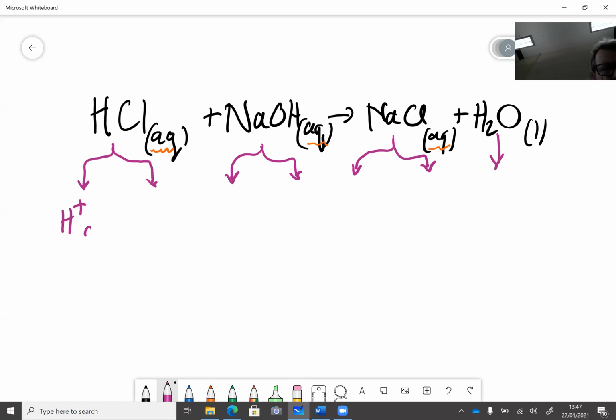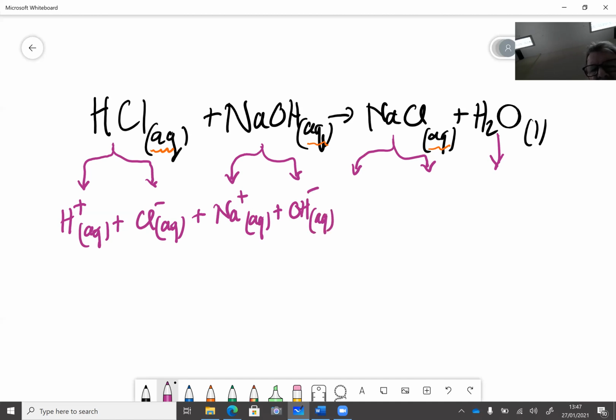Then I go back to the first one, HCl, and I know it's going to be H+ (aq) and Cl- (aq). And the NaOH will be Na+ (aq). You should know Na always is Na+, and OH- (aq). This turns into NaCl, which is aq, so it splits up: Na+ (aq) plus Cl- (aq). And this doesn't split up, so this is just H2O.